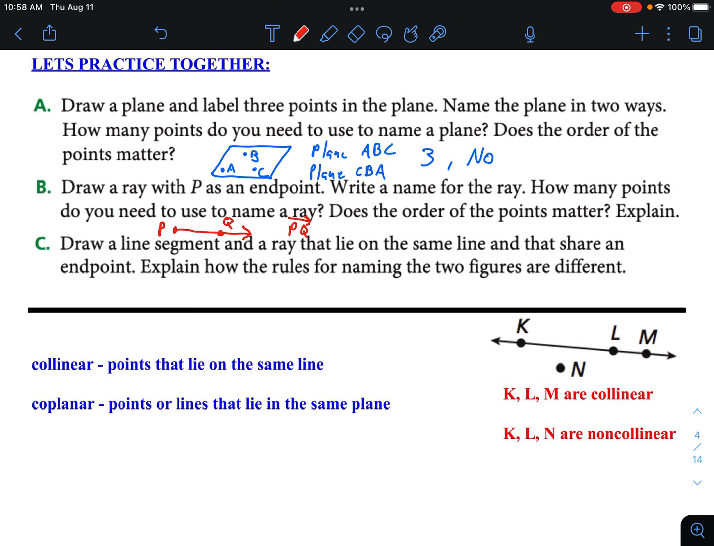Does the order of the points matter here? Yes, indeed, the order does matter. Because again, in a ray, you have an endpoint and then you have a direction you're going. So in this case, we're going in Q's direction.